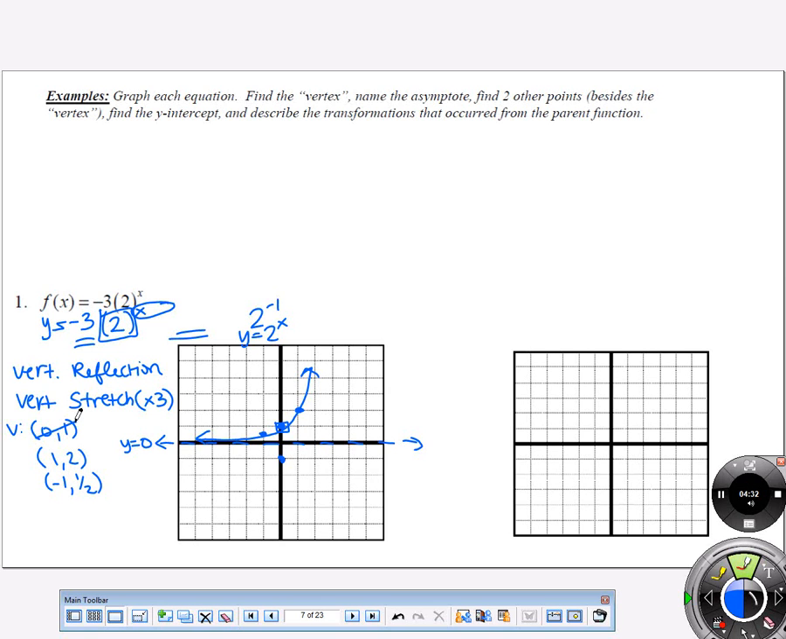So this text just changed positions to that point. Instead of this point being at (1, 2), it's going to be at (1, -2). And then instead of this point being at (-1, 1/2), it'll be at (-1, -1/2).